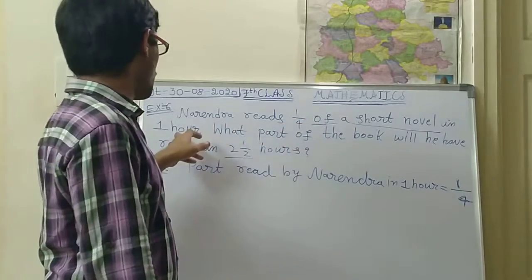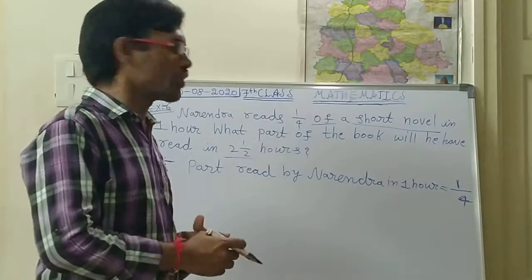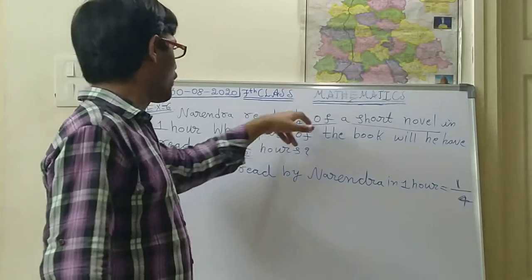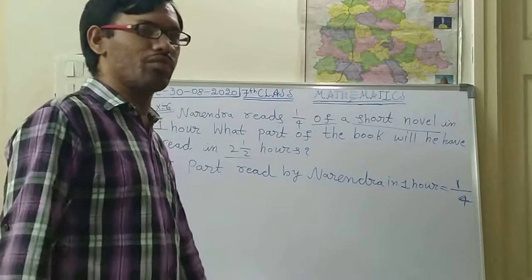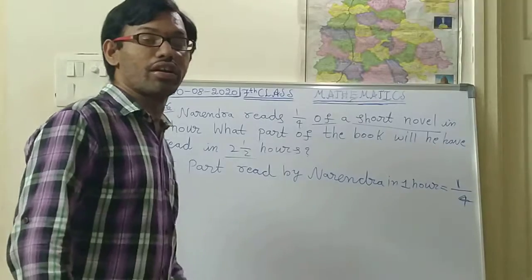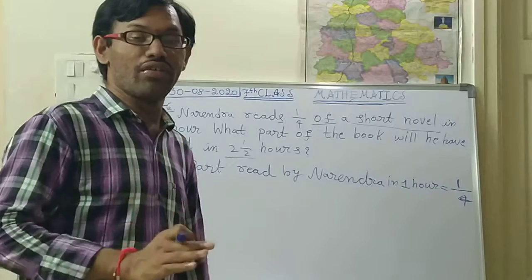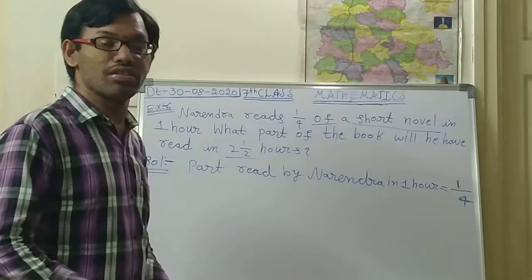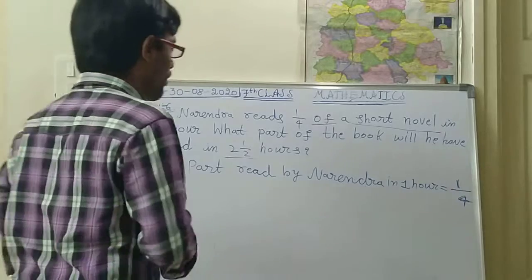1/4 part in 1 hour, so in 2.5 hours how much? It is just the unitary method. In 1 hour 1/4 part, in 2.5 hours it is 2.5 into 1/4. If you multiply, you will directly get the answer. But for this type of problem, steps are very important in your school education, as a theory part, whenever you are studying on a regular basis. So part read by Narendra in 1 hour is 1 by 4 part.